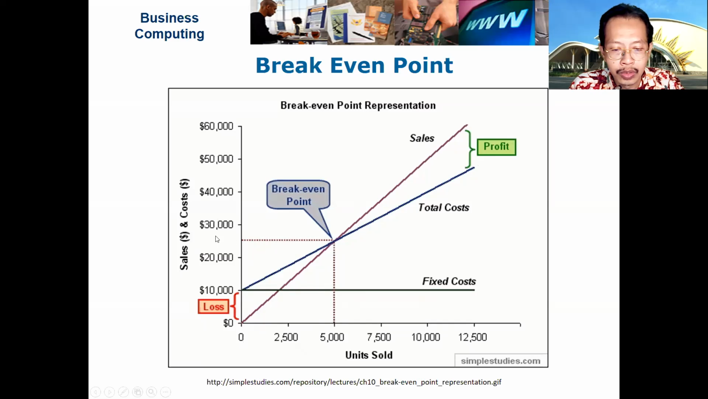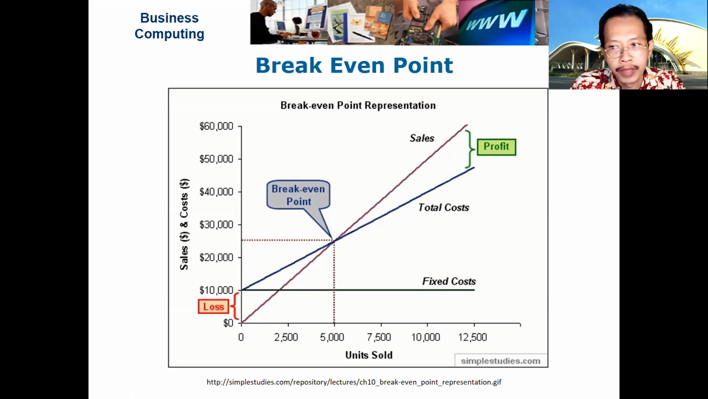In this case, you need to sell $25,000 worth of products to get to the break-even point. So on the x-axis, you need to sell 5,000 products, or you need to get $25,000 in revenue in sales. So this is very important to find out whether your business is feasible or not.